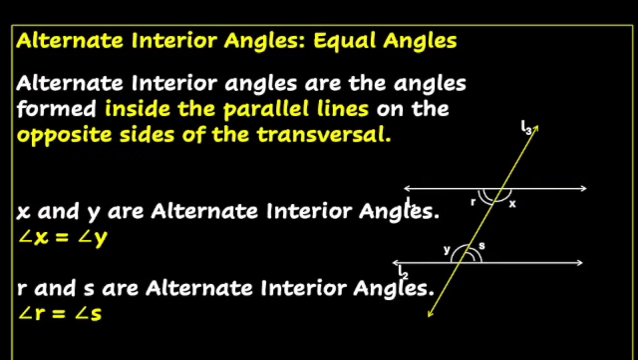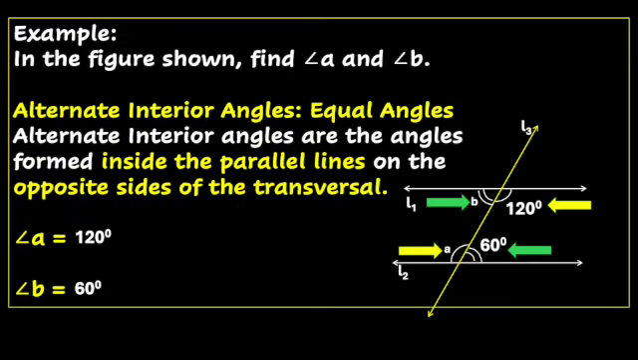Next, we consider alternate interior angles. Alternate interior angles are the angles formed inside the parallel lines and they are on the opposite side of the transversal. So have a look here. You can see here X and Y, they are interior angles and they are on the opposite sides of the transversal. In the same way, angle R and S, they are interior angles and on the opposite sides of the transversal. So we can easily write angle X equal to angle Y and angle R equal to angle S. These are alternate interior angles.